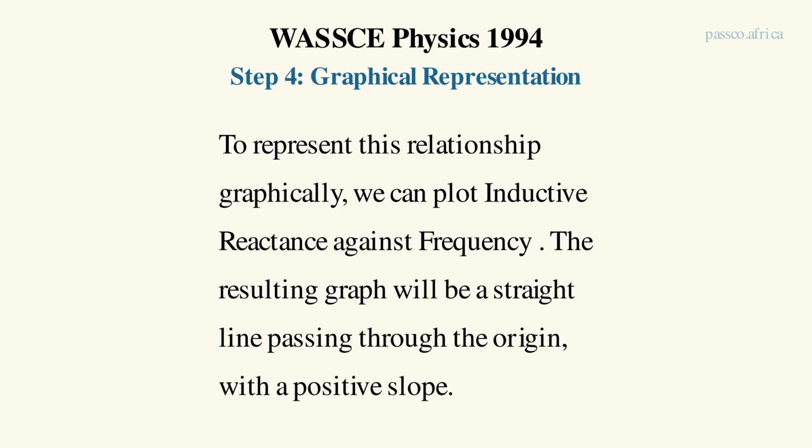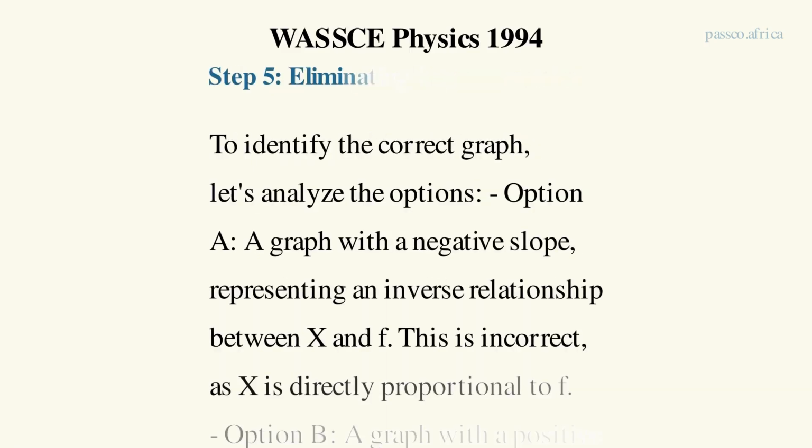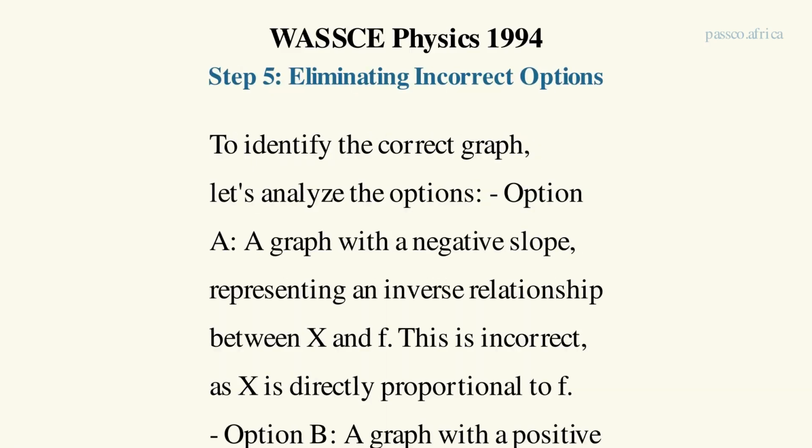Step 5. Eliminating incorrect options. To identify the correct graph, let's analyze the options. Option A, a graph with a negative slope, representing an inverse relationship between X and f. This is incorrect, as X is directly proportional to f. Option B, a graph with a positive slope, but passing through a non-zero y-intercept. This is also incorrect, as the y-intercept should be 0.